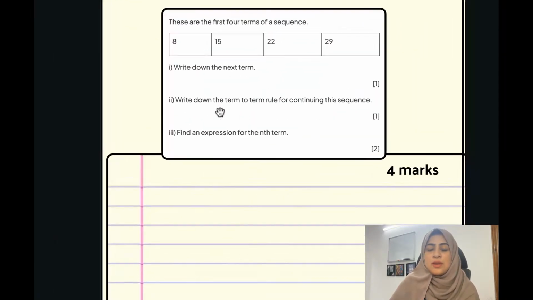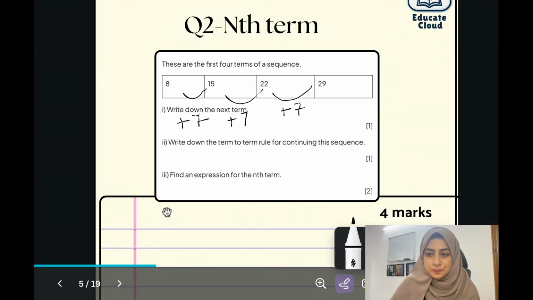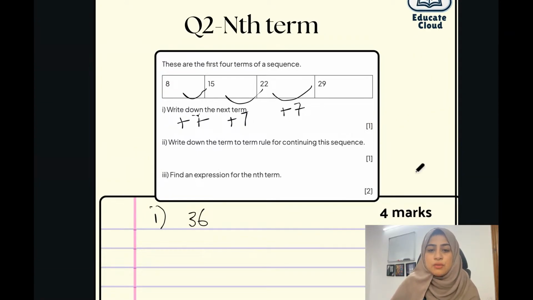This second one says, these are the first 4 terms of a sequence. Write down the next term. First of all, we need to realize what this is going up in. Well, it's going up in 7, so we're going to add 7 each time. So the next term is going to be 36. So for part 1, the answer is 36 because that's the next term. Tick it if you've got it right.